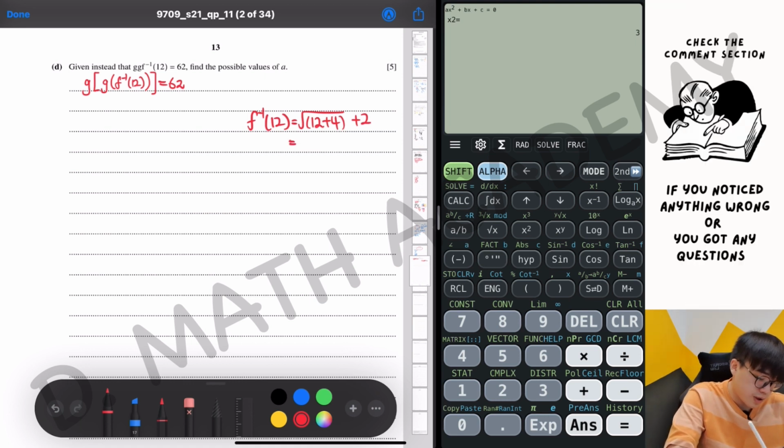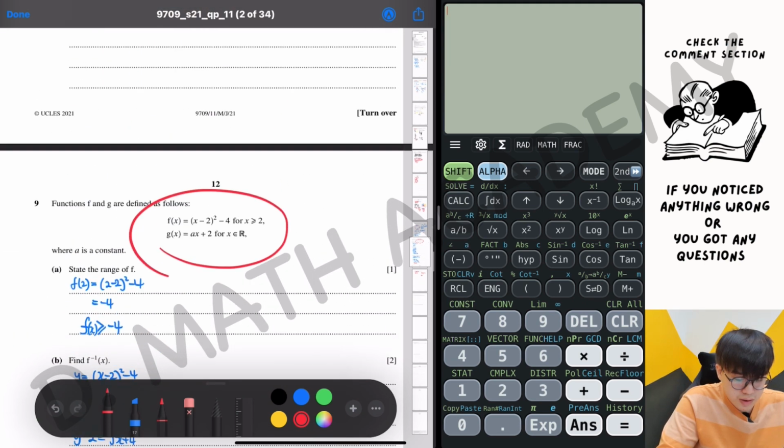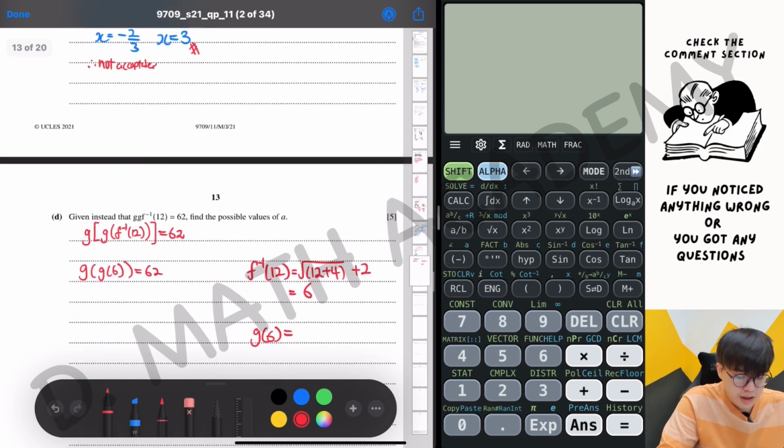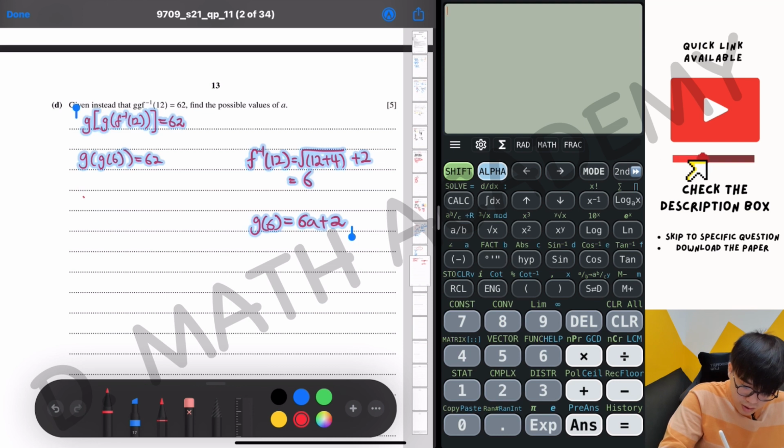So from here you will get your answer as square root of 16 is 4, 4 plus 2 is 6. So now what you have left is this. So g(6) is actually, how much was a there? 6a plus 2. Okay. 6a plus 2. So we have g(6a plus 2) equals 62.